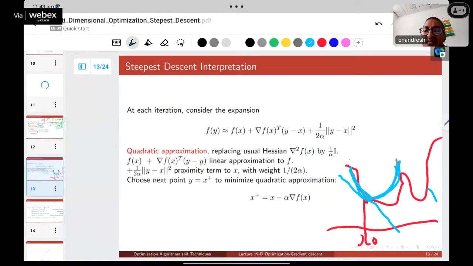So let's say this is my second degree Taylor series approximation. Those who know Taylor series can easily guess. f of y equals f of x plus first derivative times y minus x plus 1 over 2 alpha times y minus x squared. In a quadratic or second degree Taylor series approximation, the second term contains the Hessian. Let me show you in my browser.